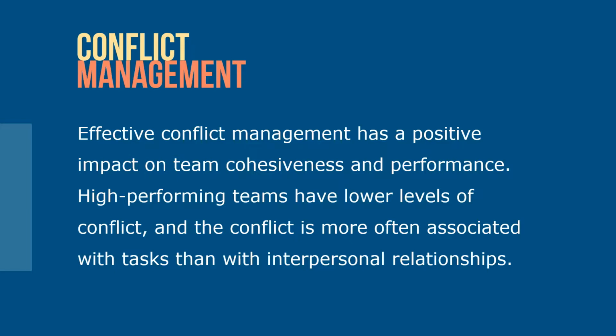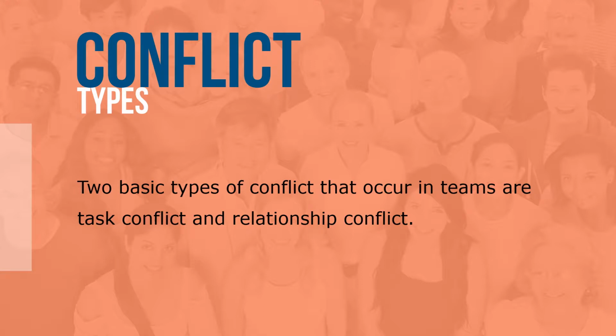High-performing teams typically have lower levels of conflict, and conflict is more often associated with tasks than with interpersonal relationships. In addition, teams that reflect healthy patterns of conflict are usually characterized by high levels of trust and mutual respect. Two basic types of conflict that occur in teams are task conflict and relationship conflict.